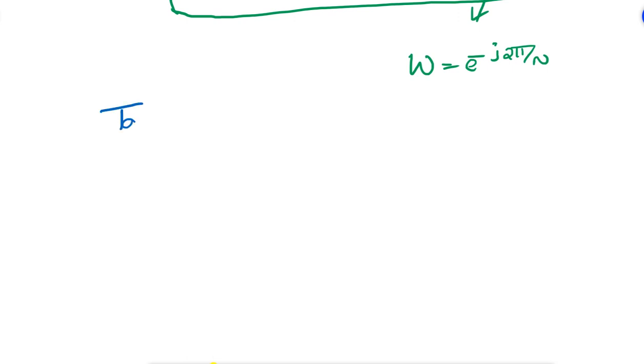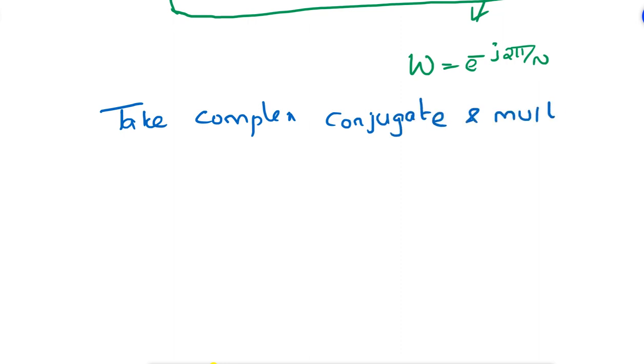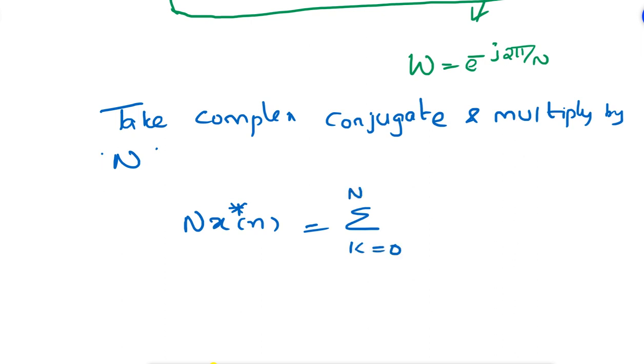take the complex conjugate and multiply by N, so that we obtain N into the complex conjugate of x of n, so N x conjugate of n, which is equal to sigma k equal to 0 to N minus 1 X conjugate of k and the twiddle factor W to the power nk. Okay, so we are taking the complex conjugate now.